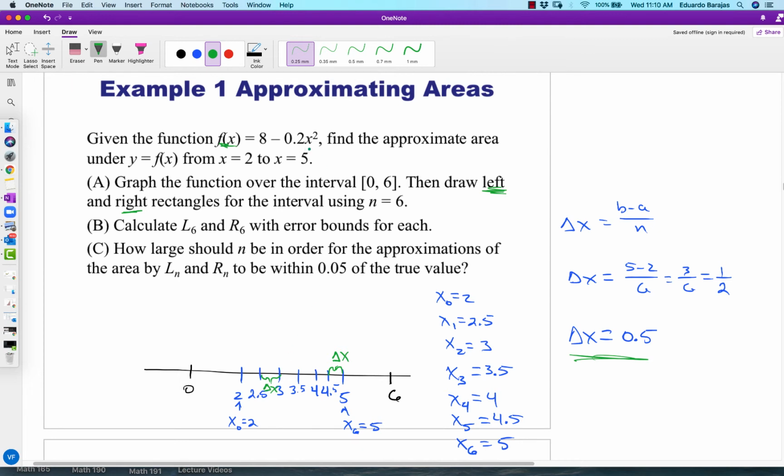Now this is a parabola that opens down. This affects how wide it is, and then it's been shifted up by 8 units. So this is what it looks like. So let's just use technology to depict it.